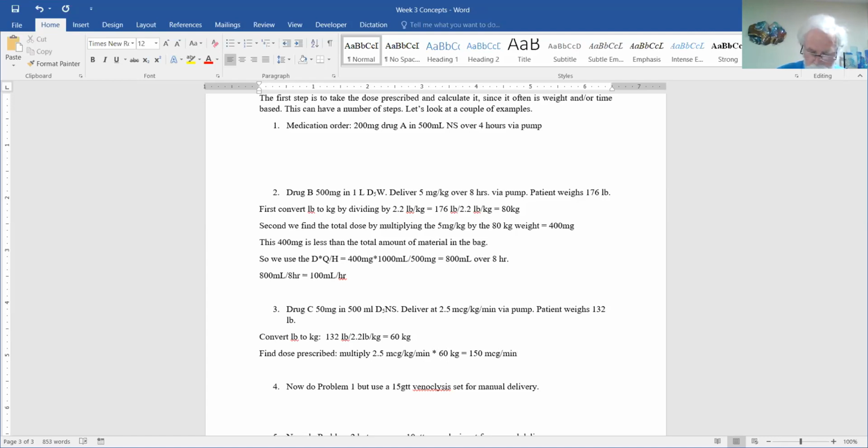Okay. This is an important number. This is where we would stop if we were doing this by gravity, because this is the dose per minute the patient is going to receive. Okay. But we're going to assume a pump. So now we have to convert minutes to hours.